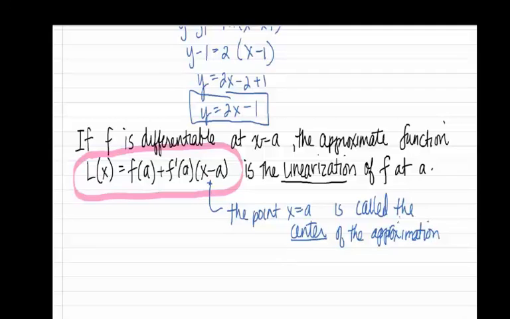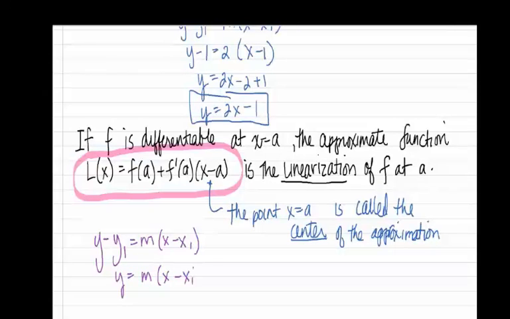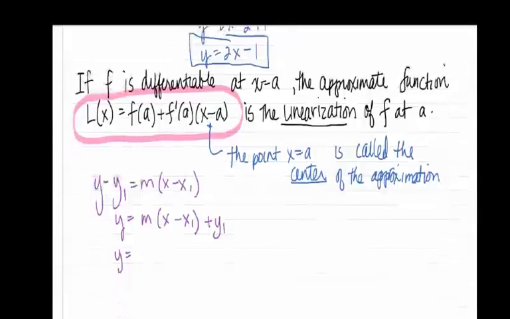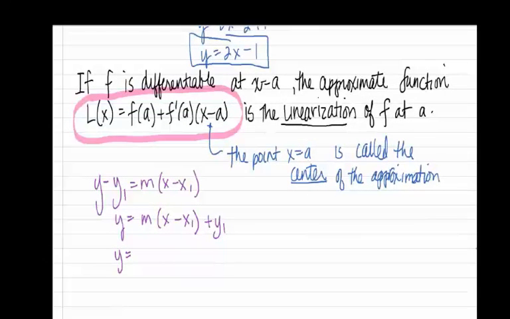So I'm going to do one last thing with this and show you how it ties in. You know how y minus y1 equals m times x minus x1. That's our point slope form, right? So if I were to rewrite this by solving for y, this is what I would have. And what is y sub 1? That is your f of a.